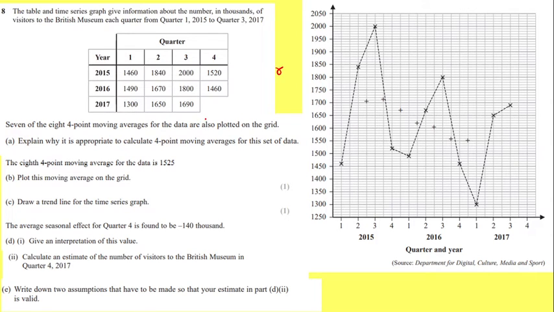So I'd say the year is split up into quarters and the pattern repeats. Or you can say that every 4 data points, that's when the pattern repeats.